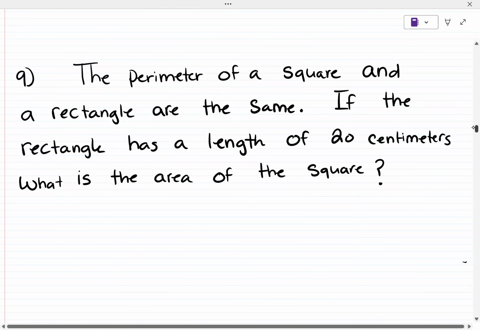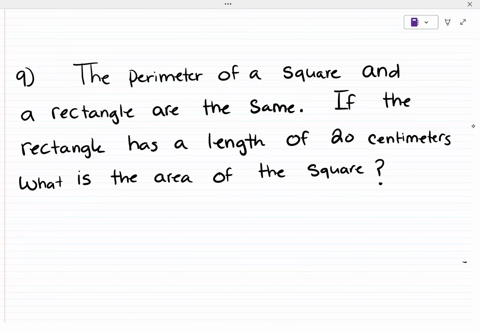Okay, here's another perimeter and square question. So question 9 says the perimeter of a square and a rectangle are the same. If the rectangle has a length of 20 centimeters and a width of 12 centimeters, what is the area of the square? So you have these two different shapes, right? You have a rectangle, and a square.